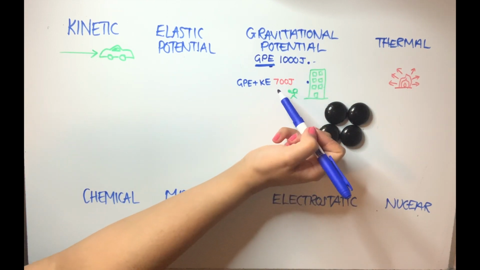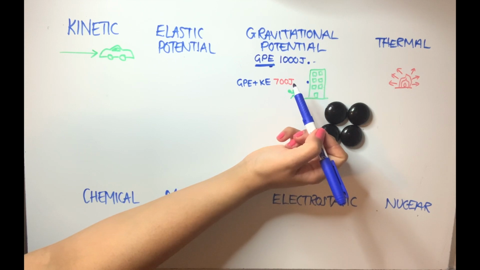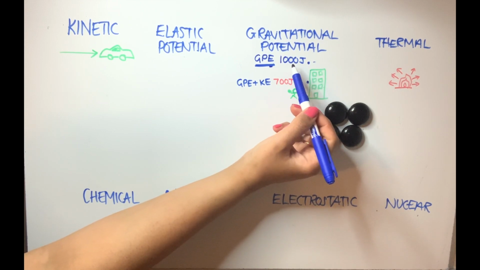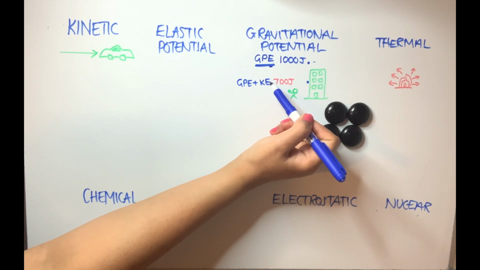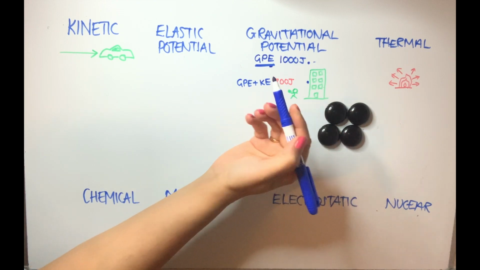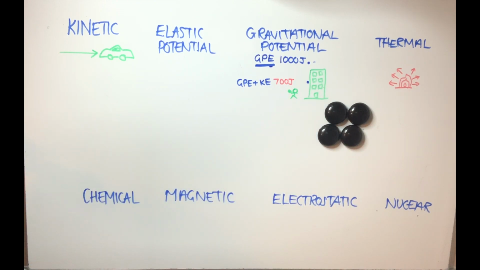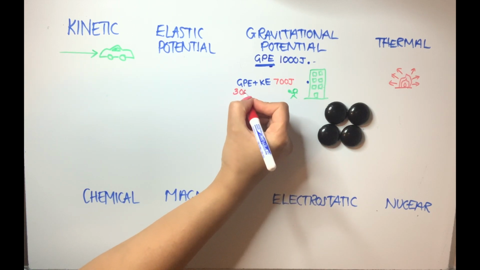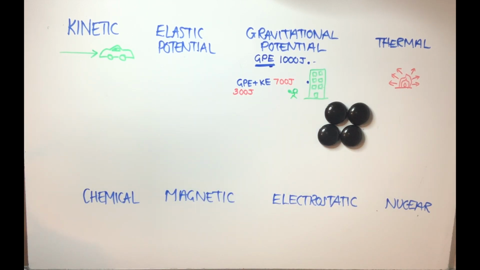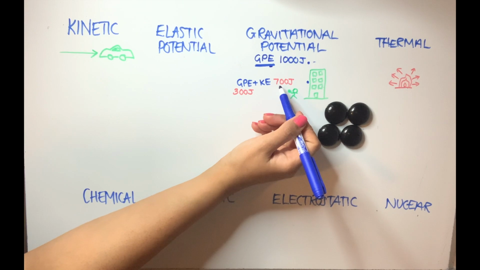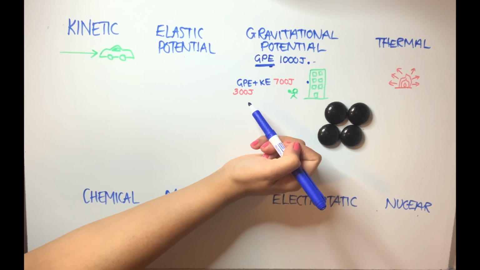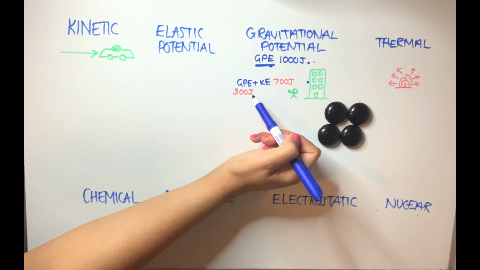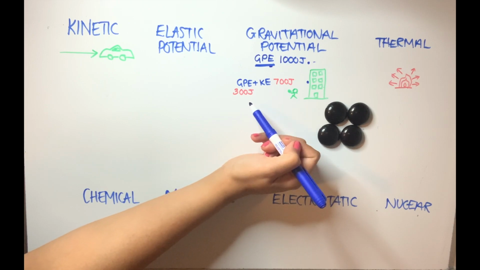We've got to remember that energy cannot be created or destroyed. It's only being transferred from one energy store to another. So if 700 of the 1,000 is transferred into the kinetic energy store, then the 300 must still be the gravitational potential energy. So we can see that 300 joules and 700 joules adds up to the 1,000 joules. So we're not creating, we're not destroying, we're just transferring from one type of energy store to another.